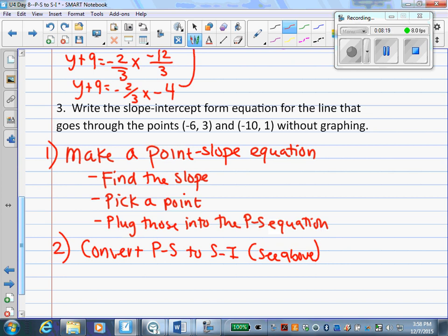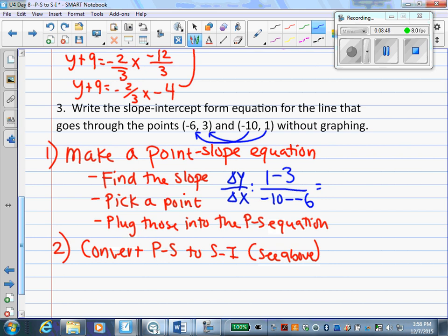So let's do it. So to make the point slope equation, I'm going to find the slope. Okay, so using these 2 points, I'm going to do 1 minus 3. So that minus that, that's the change in y. And then the change in x, since I started with the 1, I'm going to start with negative 10 minus negative 6. If you wanted to start with the other point, that's fine. We should get the same answer in the end.